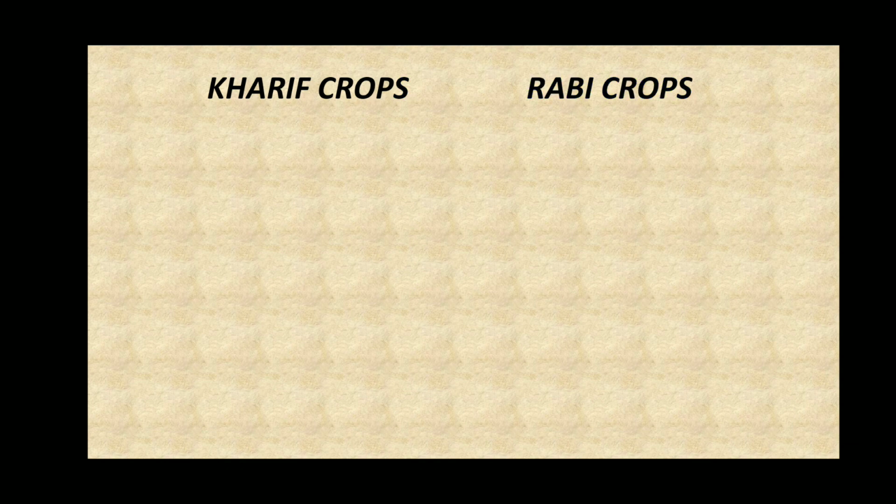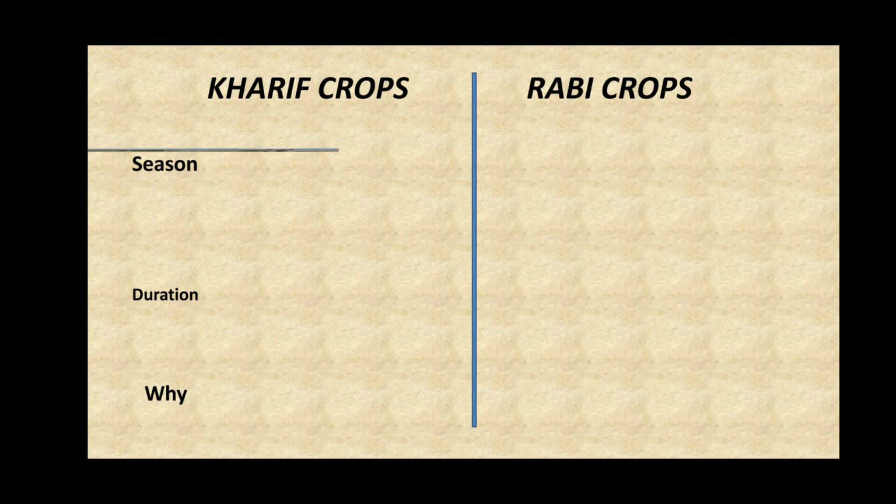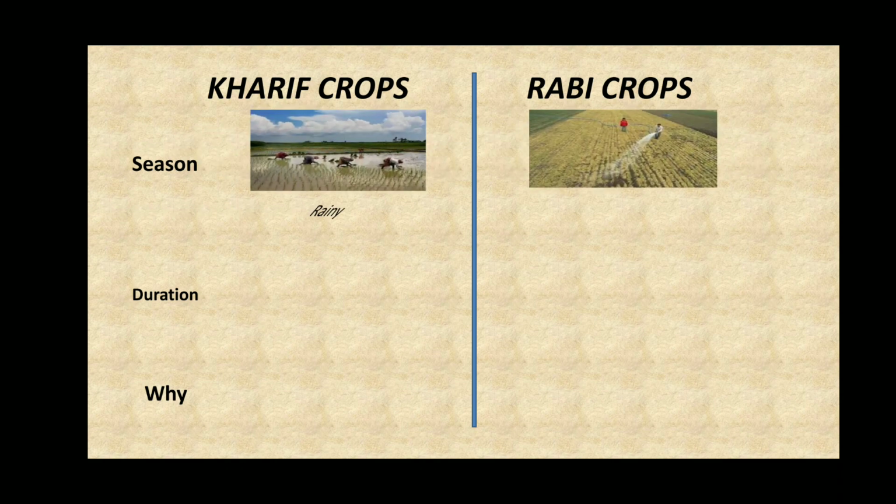So kharif crops and rabi crops are differentiated on the basis of their seasons and their durations, and why these both crops are grown only in a specific season. So all these doubts will be clear in this differentiation column. So the kharif crops season is the rainy season. It means that kharif crops are grown in the rainy season, and compared to that, the rabi crops are grown in the winter season. And the duration of kharif and rabi crops.